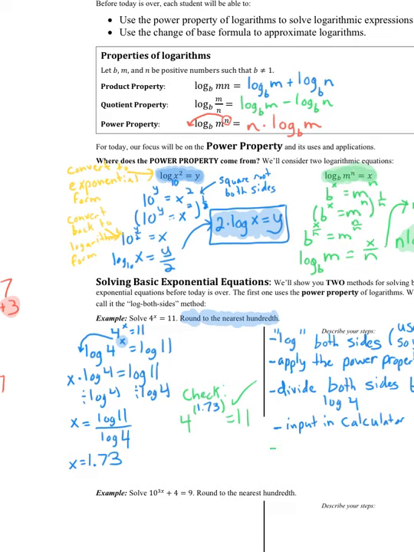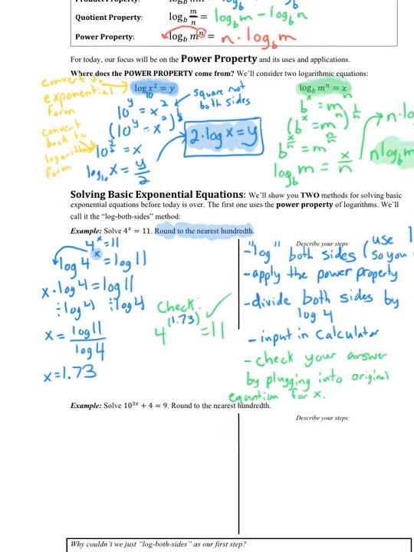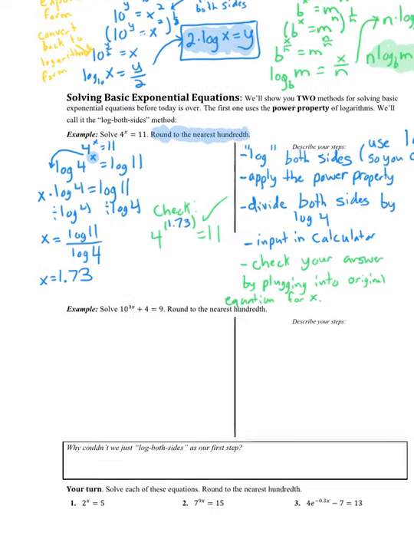Okay, so the last part, check your answer by plugging in for x into the original equation. For x. All right. That's the idea with this log both sides method.